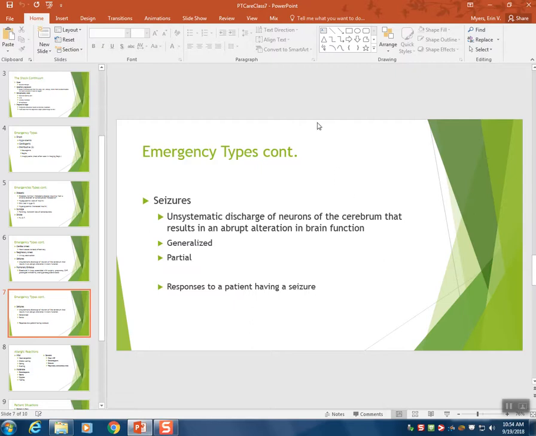Obviously, if you notice someone having a seizure, you want to call for help so that they can help keep the patient safe. It is considered restraining, but you want to keep the patient safe. So you would have someone hold their arms and keep them from hurting themselves, from banging their arms on the floor or the table. Same thing with their feet. You just want to make sure that the patient is safe and that they don't harm themselves any more than what's probably already going to happen to them.